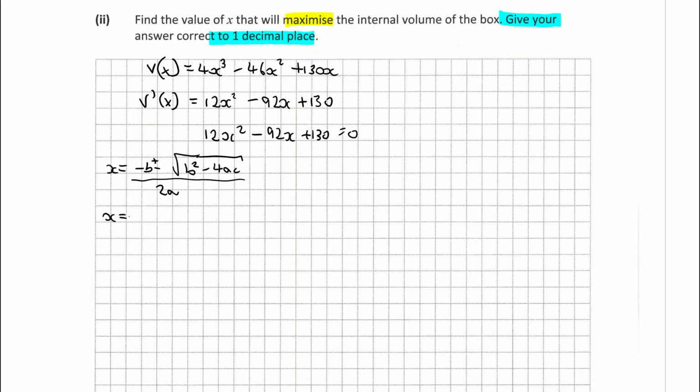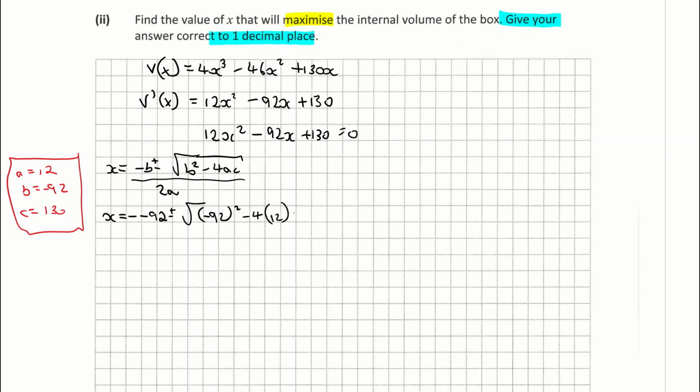So x is equal to minus b. My b is going to be minus 92. My a is going to equal the number in front of the x squared, and my c is going to be the constant, which is positive 130. So like I said, x is equal to minus b, and my b is negative 92. So just watch that you have the two negatives in there. Make sure and use brackets here. So b is minus 92, all to be squared, minus 4a times c. And that is now going to be divided by 2 times a, which is 2 times 12.